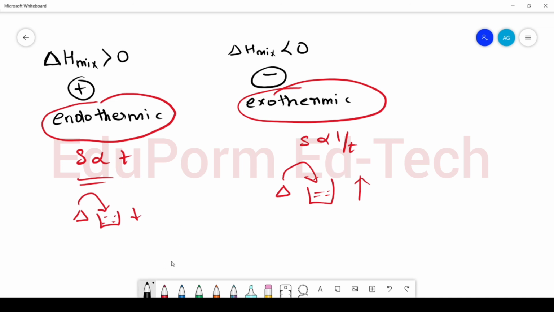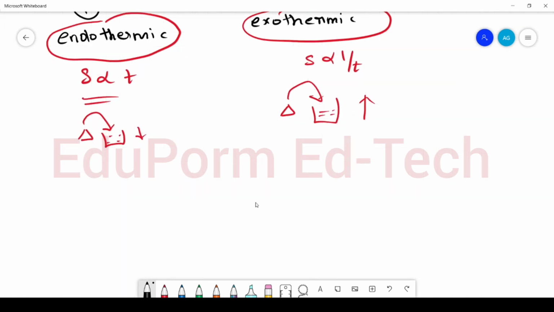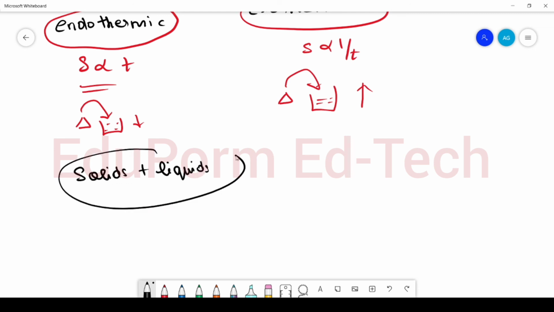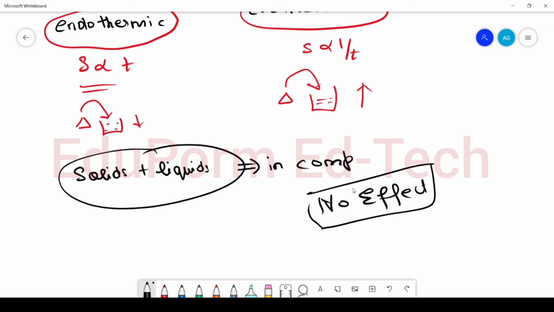Now, what is the effect of pressure on the solubility of solid in liquid? As we already know, solids as well as liquids are both incompressible. So, because they are incompressible, there will be no effect of change in pressure on the solubility of solid in liquid.